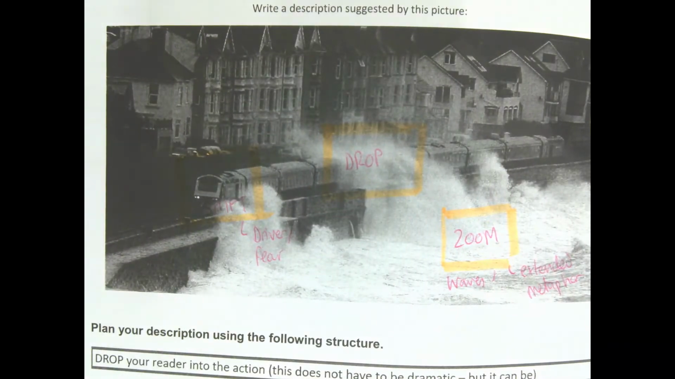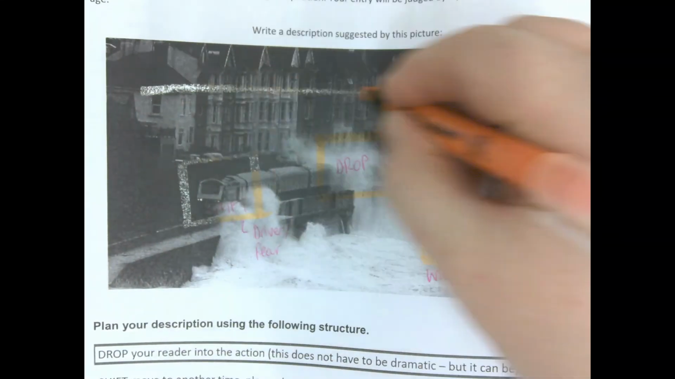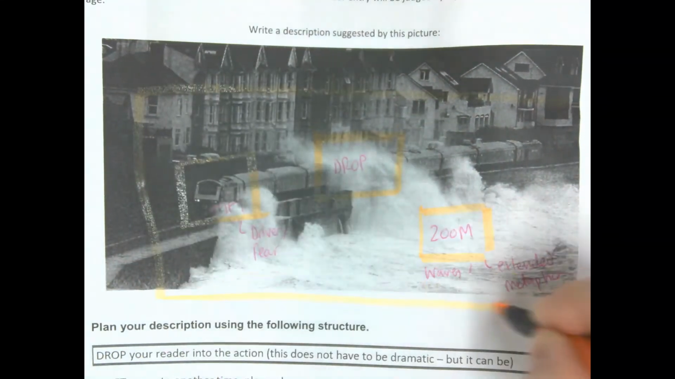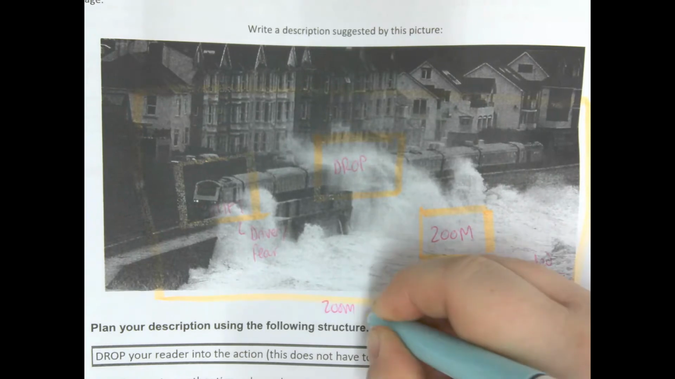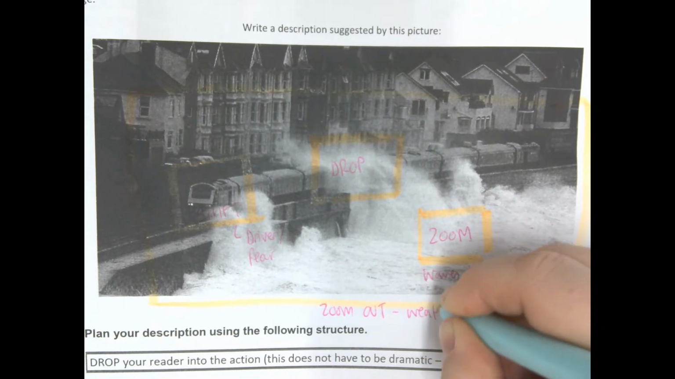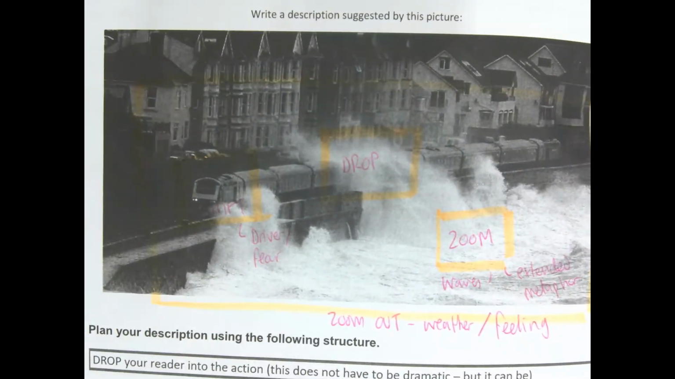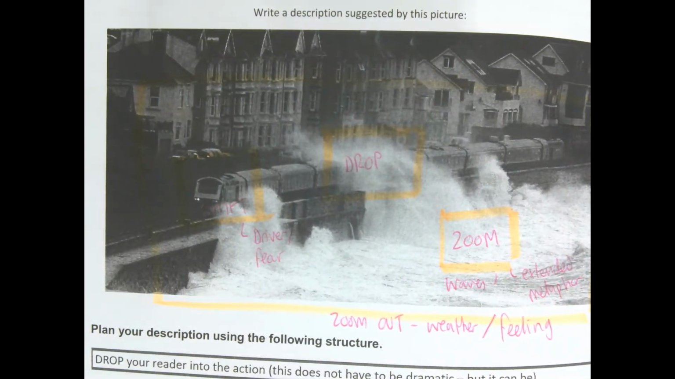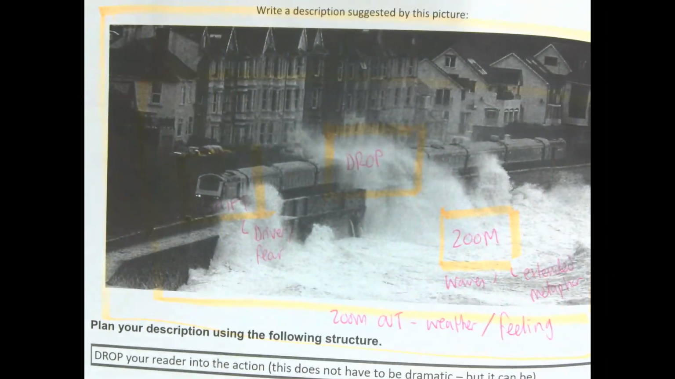The next thing that I'm going to want to do is zoom out before I leave. So if I've zoomed in on my waves, it would make sense to potentially zoom out to include most of the remaining elements of the picture. So I'm going to zoom out, and in my zooming out, I'm going to include some other discussion of the weather and the general feeling that the passengers on this train are experiencing. And then I'm going to leave by further zooming out, so potentially the train is going to go past this section of the seafront and things are going to get better.